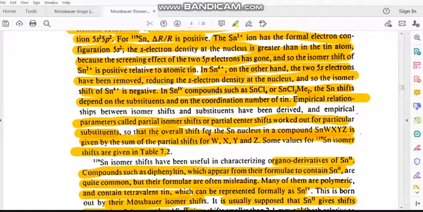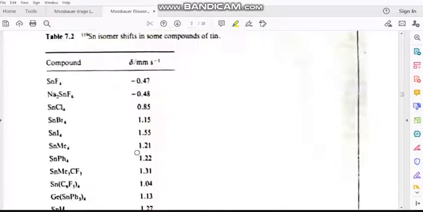So the overall shift for the tin nucleus in the compound SnWXYZ, where these are the different substituents, is given by the sum of the partial shifts of W, X, Y, Z. So the tin isomer shift depends upon the partial shift of the substituent. Some values for the tin 119 isomer shifts are given in Table 7.2.